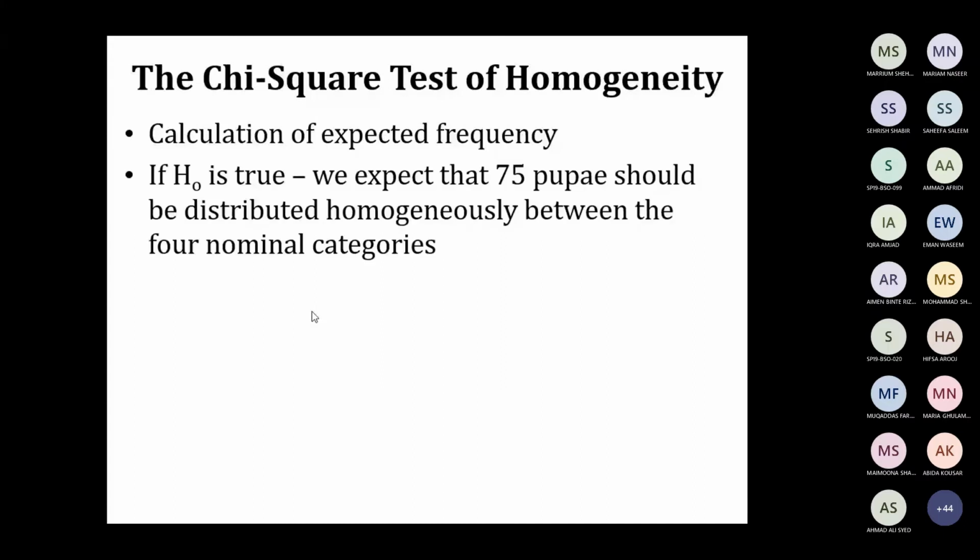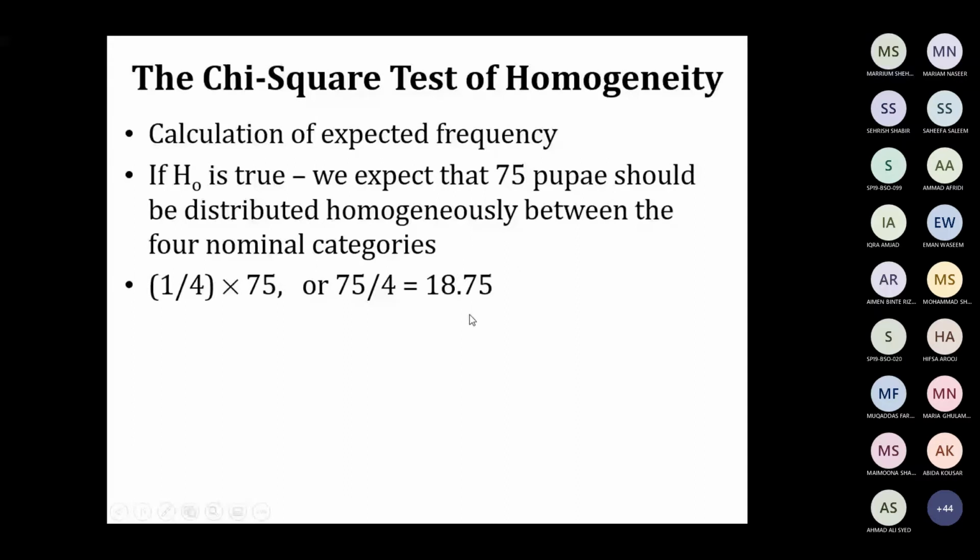So what is the total number of pupae that were collected? There were 75, right? So 75 has to be distributed equally or uniformly or homogeneously into 4 classes. So this is going to be 75 by 4, right? 1 by 4 into 75, or 75 by 4. This is going to be 18.75. So the expected frequency is 18.75 for each of the species. Do you get this point?